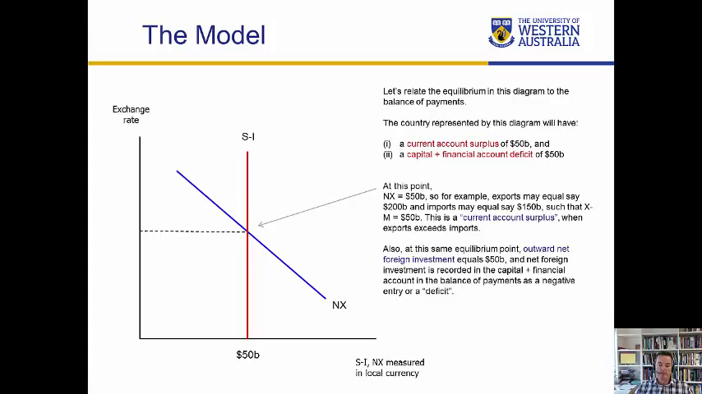Another interpretation of what is happening at this equilibrium point is that $50 billion worth of excess savings are flowing out of this country. However, $50 billion of trade revenue in net terms is flowing back in. A current account surplus of 50 billion means that $50 billion in net terms is flowing back in through trade. So once again, inflows equal outflows.